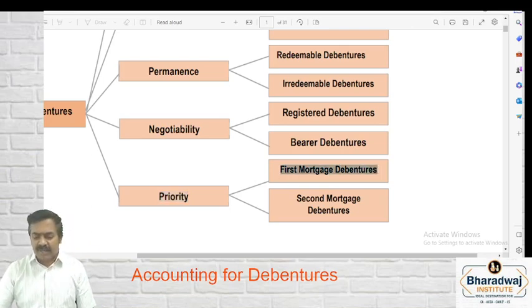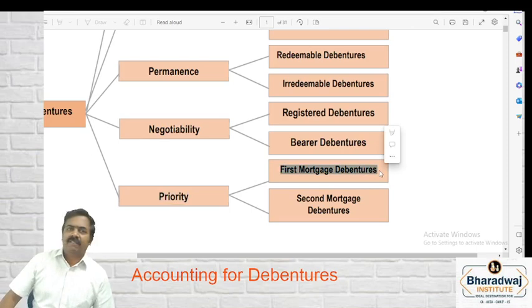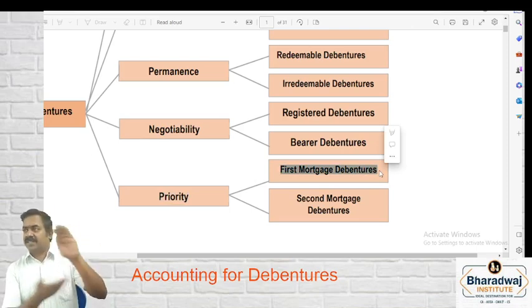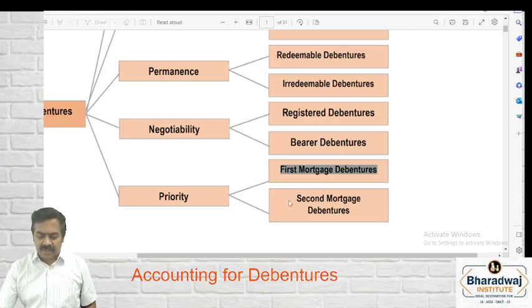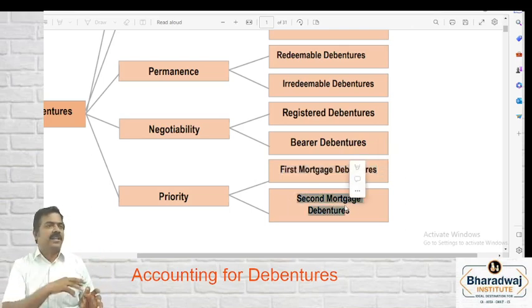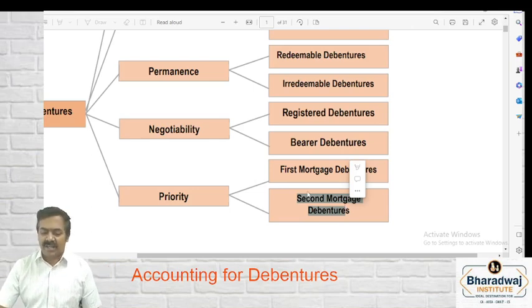First mortgage debentures are those where the debentures are issued based on a group of assets. Second mortgage debentures are those where the same group of assets is used, debentures are issued, and money is collected. So when the company is closed or in trouble, which debentures will you settle first? First mortgage debentures, then second mortgage debentures will be settled.